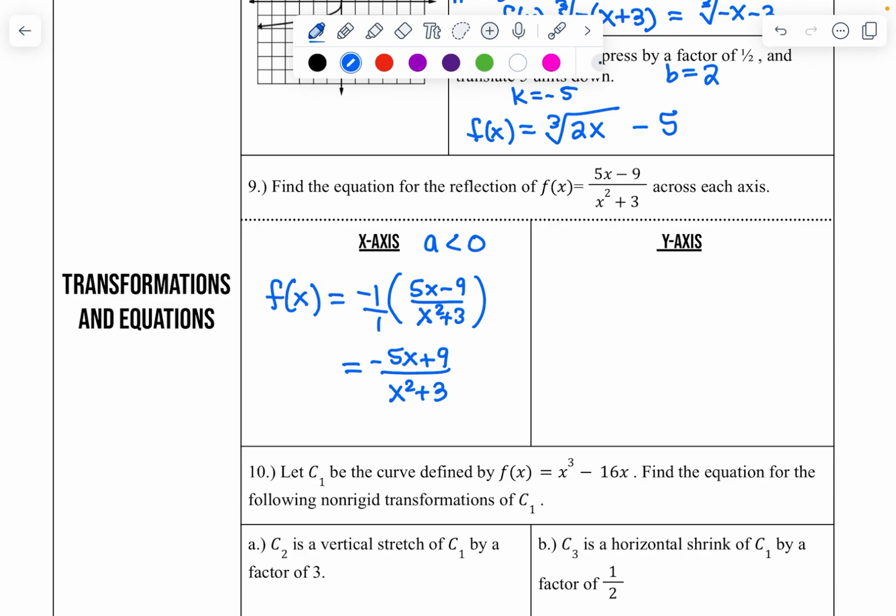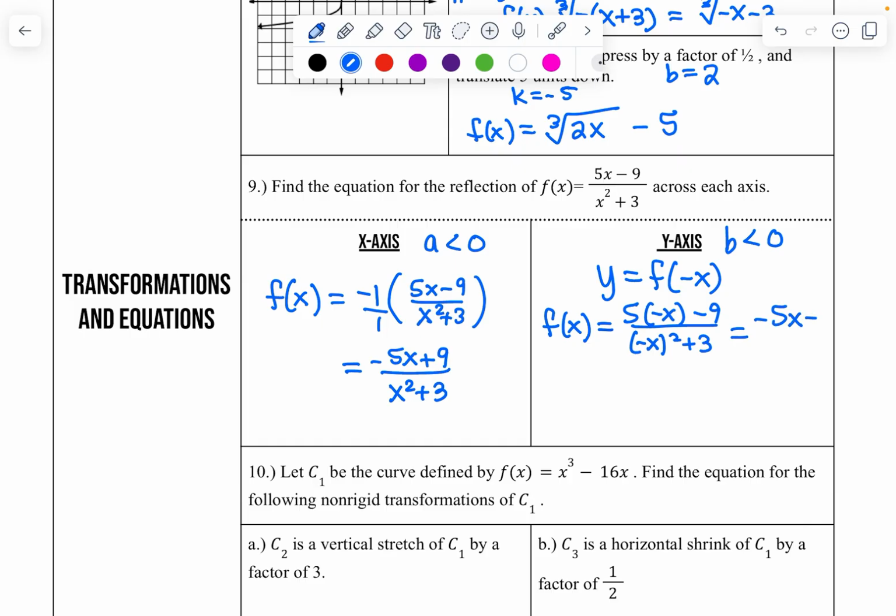Then if we want to reflect over the y-axis, that means that our b value has to be less than 0. So we've got to replace the x's with negative x. So we're going to get (negative 5x minus 9) over (x squared plus 3) for the horizontal left to right reflection across the y-axis.